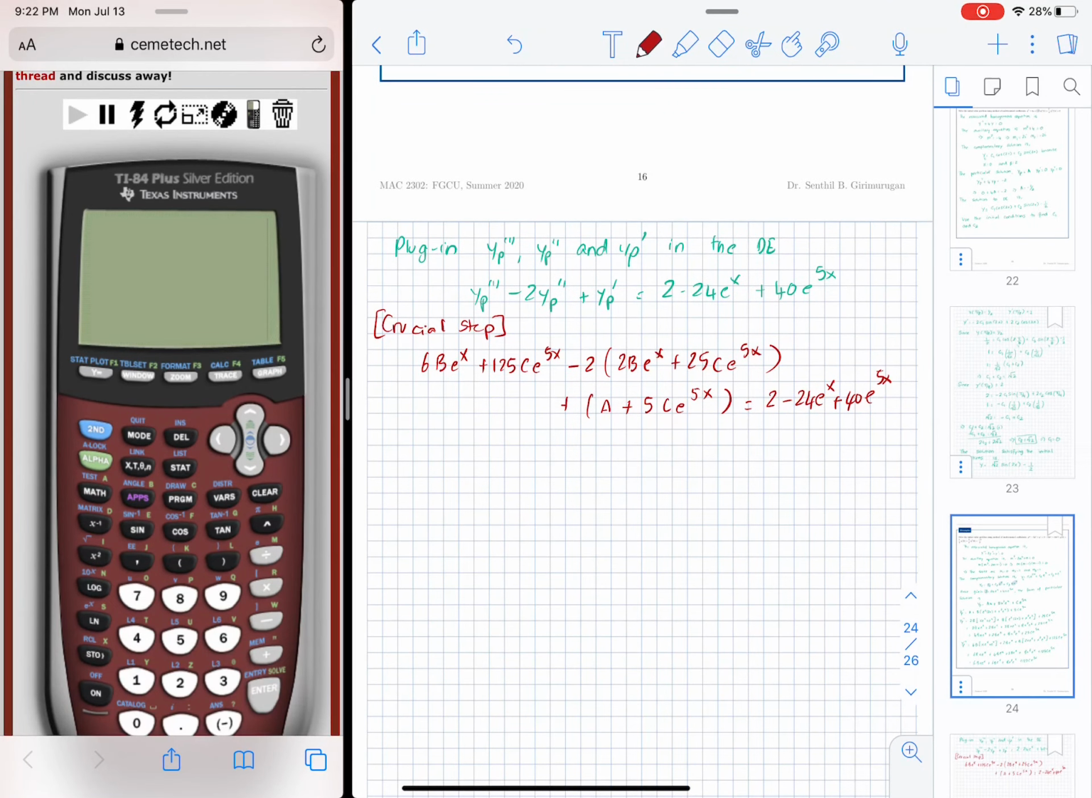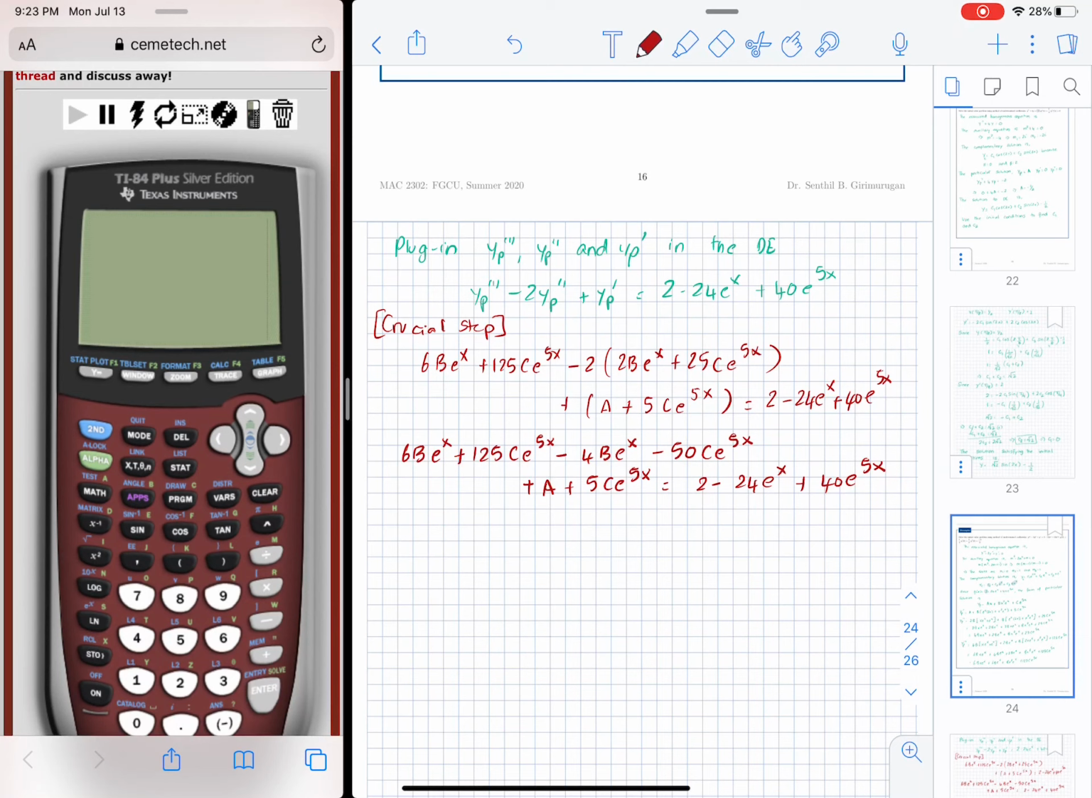So add all the terms, distribute, simplify. 6b e^x + 125c e^(5x) - 4b e^x - 50c e^(5x) + a + 5c e^(5x) = 2 - 24 e^x + 40 e^(5x).